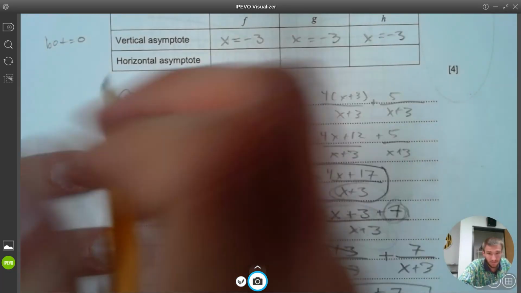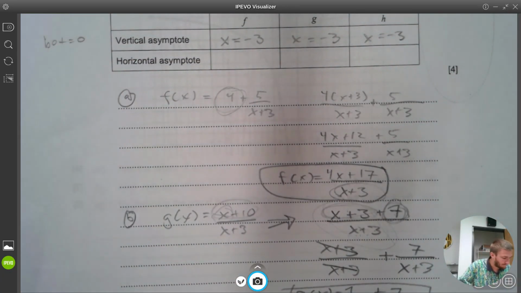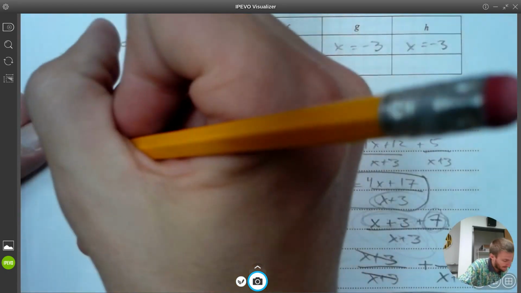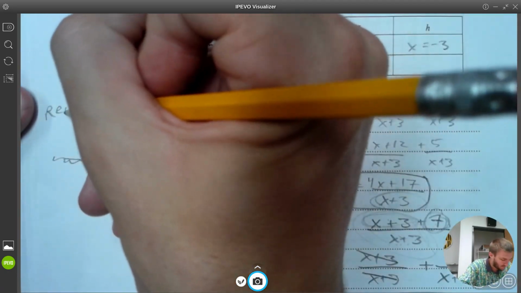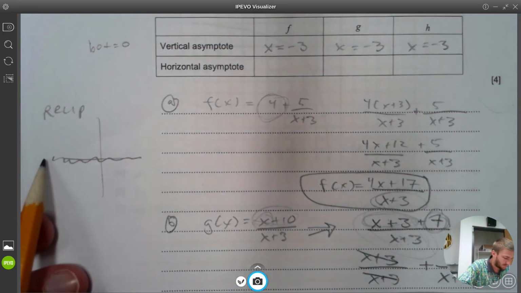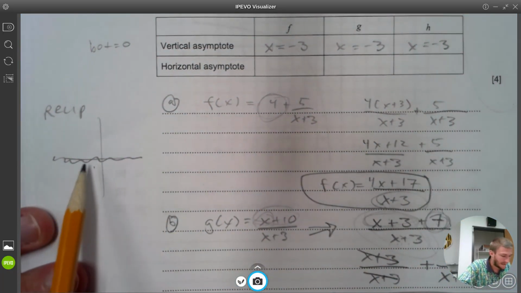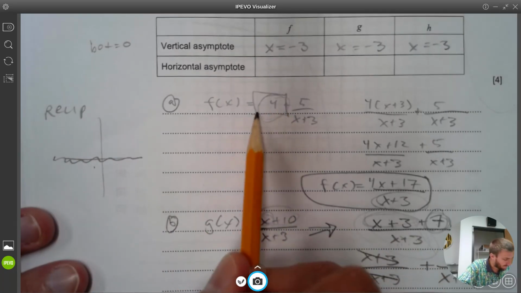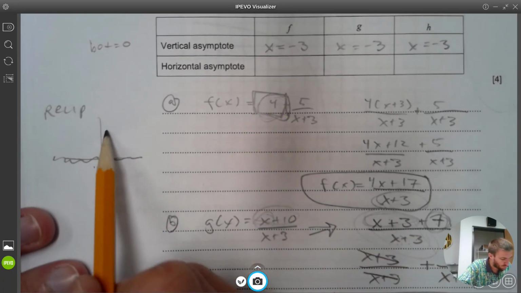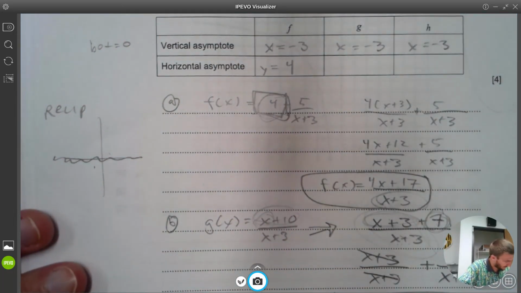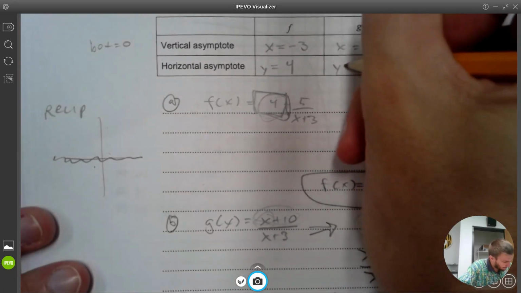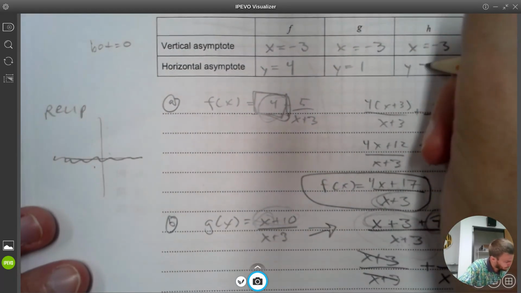The horizontal asymptote, there are a couple different ways that you can think about this. One way is that the reciprocal graph typically has a horizontal asymptote at 0. And now that we've rearranged this, the plus 4 is a 4. So we should have y equals 4. And we can do that with all these. This one was 1, and this last one was 2.